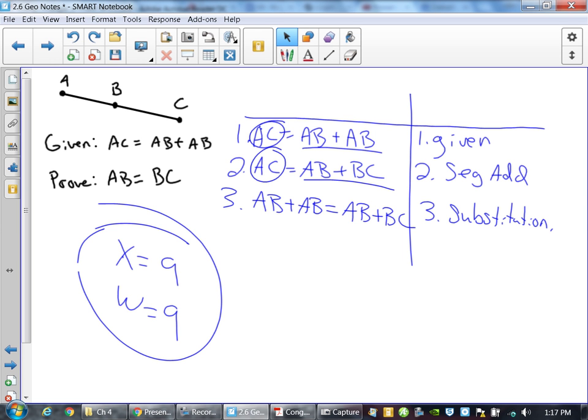Look at what you have to prove. You have to prove that AB equals BC. What do you have on both sides of the equal sign of the algebra right now? Aren't these the same on both sides? How do you get rid of them? If I subtract them from both sides, what are you left with? What property did you use by subtracting the same thing on both sides of an equal sign?